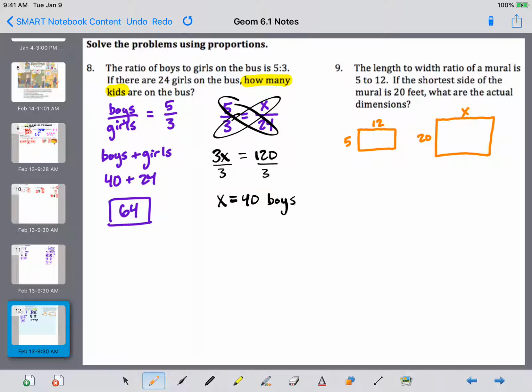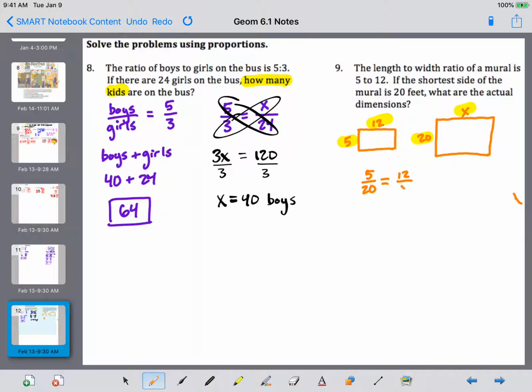All right, so there's a few ways you can set this up. I'm going to do a ratio of the widths. So I'm going to make a fraction of 5 over 20 with a ratio of the lengths, 12 over x.